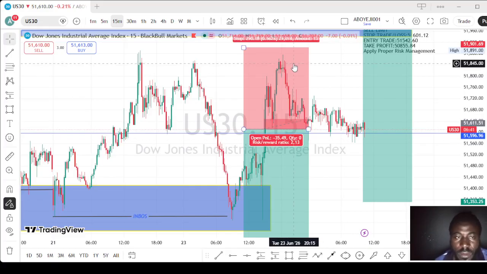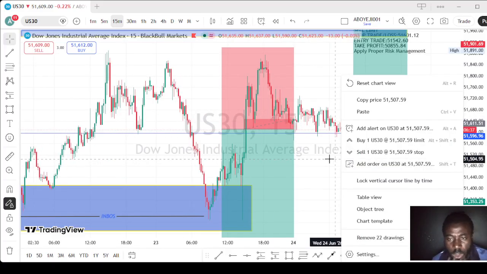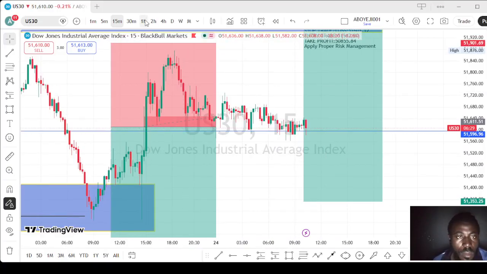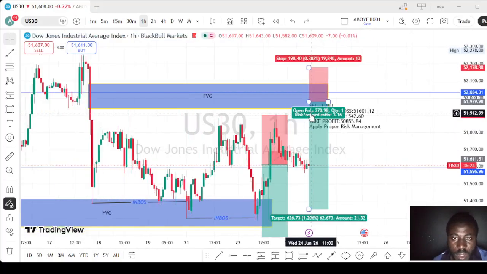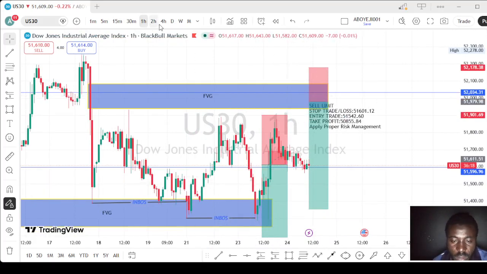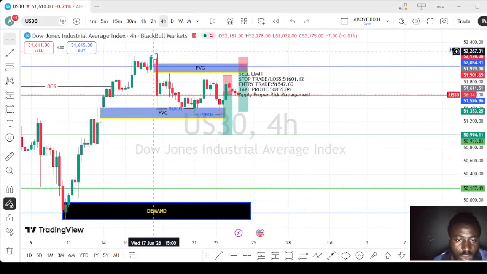Market is giving all the downtrend. So let's see where we can get it. This is what is happening. See, this is a FVG. So the market is giving the downtrend. So let us wait and see what the market is trying to do.